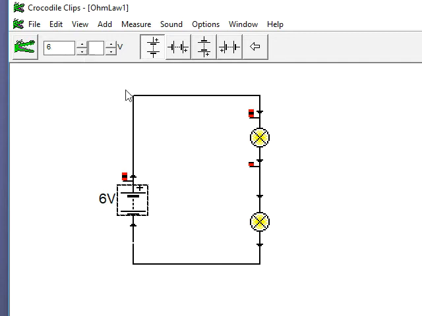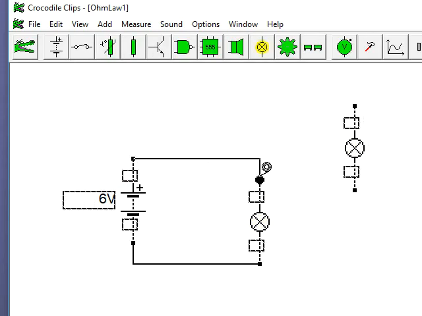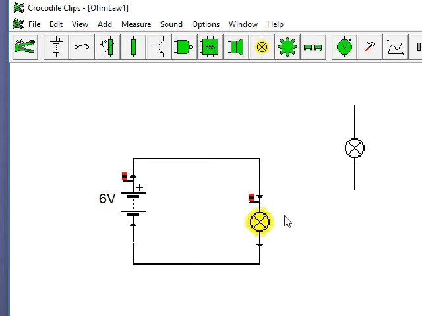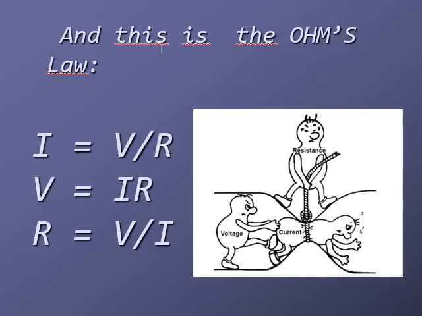So you see that they are not bright at all. But if we leave just one lamp, we have less resistance, so we have more current. Okay, so as a summary, this is Ohm's law.